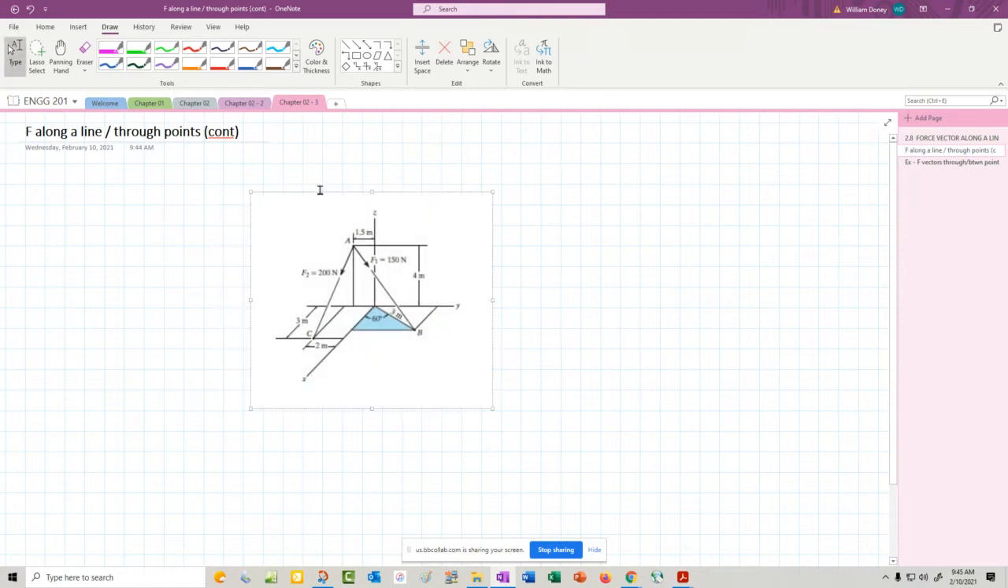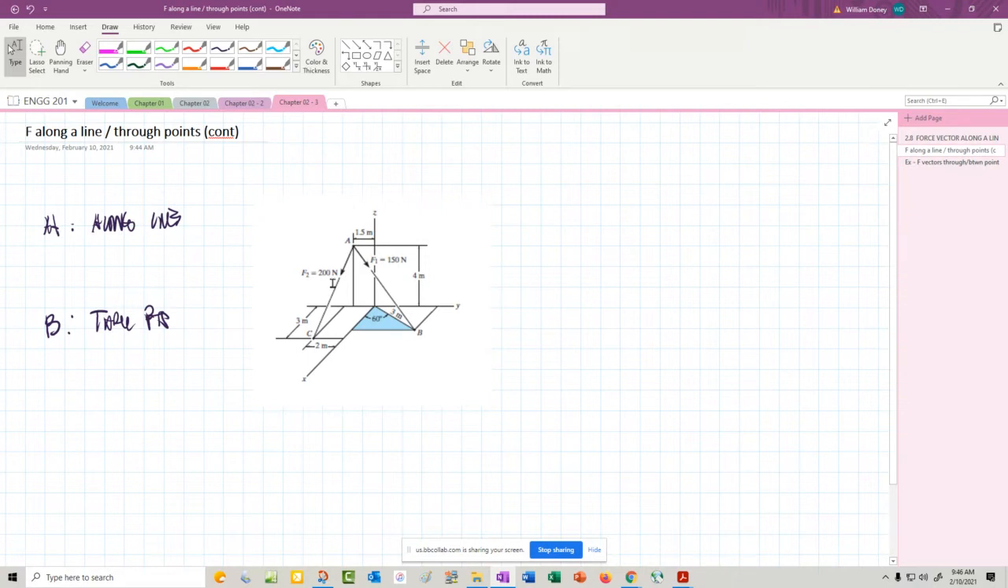All right, along the line or through points. Okay. So along the line and through points. All right, we have two forces shown in this drawing here. We have F1 is 150 and the 200 is F2.